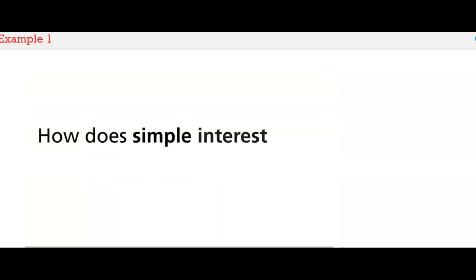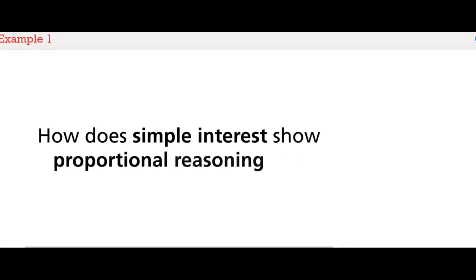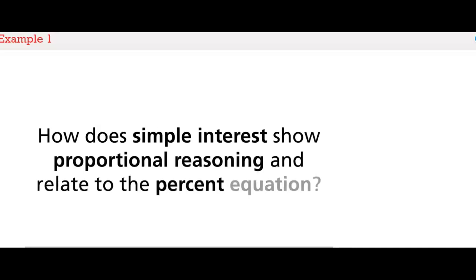Does simple interest show proportional reasoning and relate to the percent equation? Think about this question during the lesson.